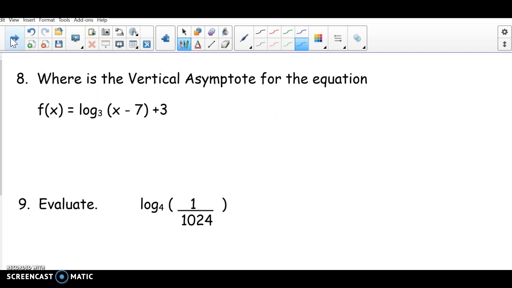Vertical asymptotes for your equation. When you're talking about vertical asymptotes, you're looking at what is with your x value. And remember, that tells us that our h value is the opposite of the sign. So you have a vertical asymptote located at x is equal to positive 7 for this one.